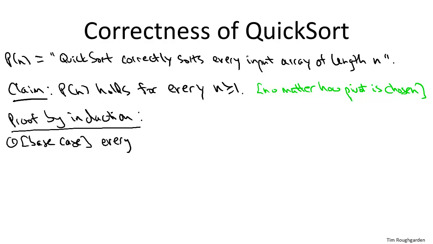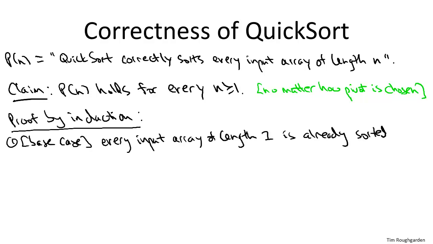So by this rather trivial argument, we have directly proven that P of 1 holds. We've proven the rather unimpressive statement that Quicksort always correctly sorts one element arrays. Okay, no big deal. So let's move on to the inductive step.